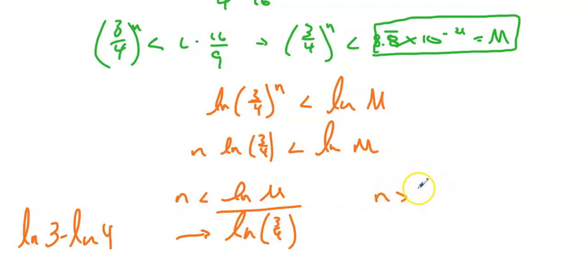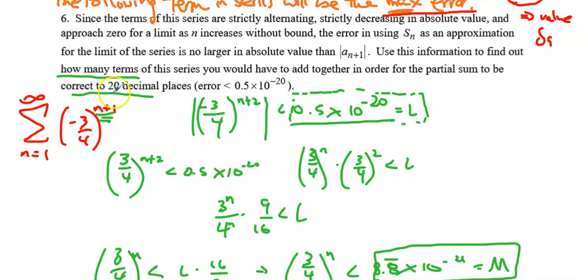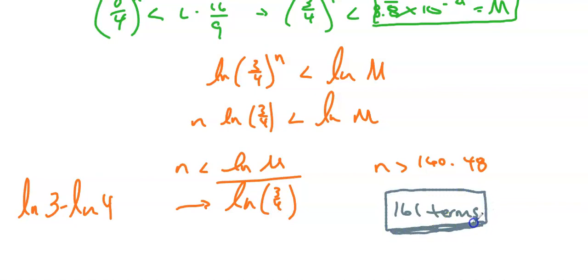And so when you put this in our calculator, we're going to get 160.48. Right, 160.48. So to go back to our question, it says how many terms do we need to get this approximation of our series to 20 correct decimal places. Well, through this process here, we need 161 terms. So if we were to add up 161 terms, we're going to get this actual error to 20 decimal places.